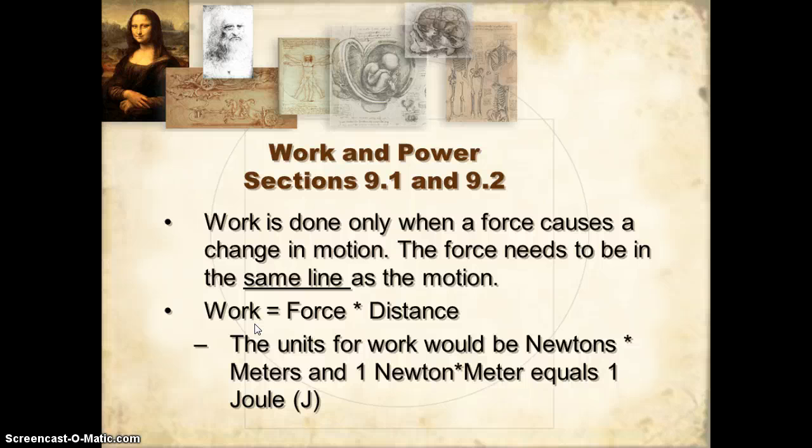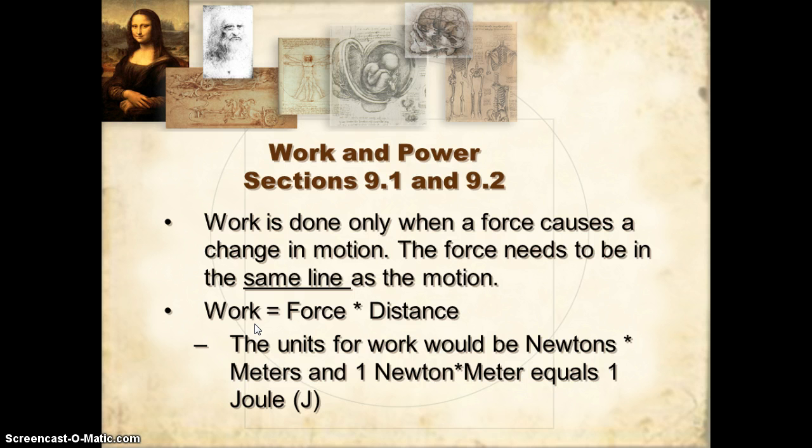Work is done only when a force causes a change in motion. So you need two things for work to be done. You need a force acting on an object, and that object has to move. The force also needs to be in the same line as the motion. In other words, it either needs to be in the same direction or the opposite direction, which would be the same line.